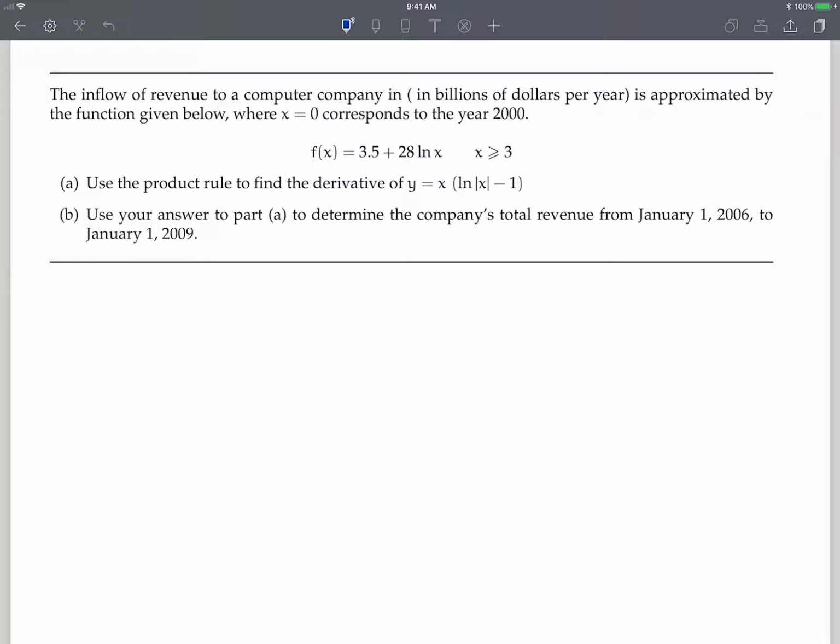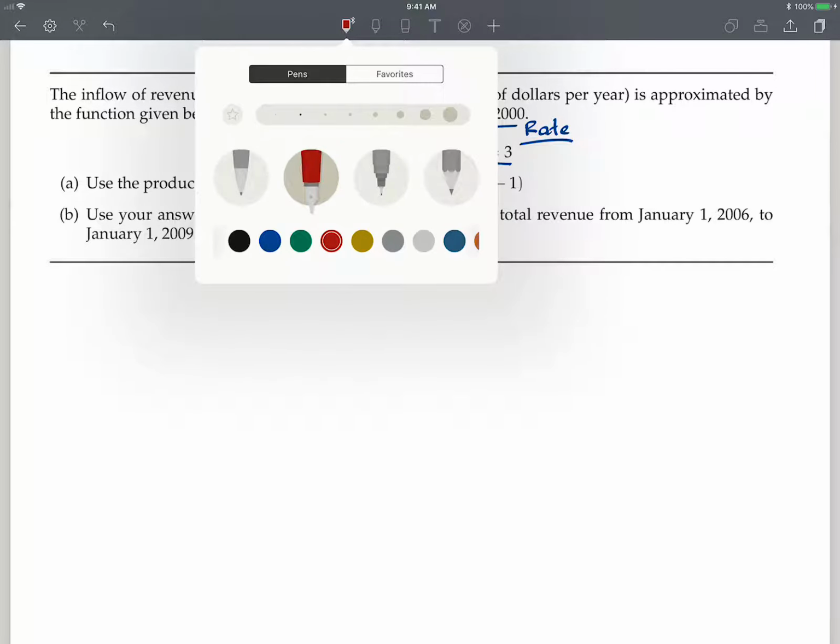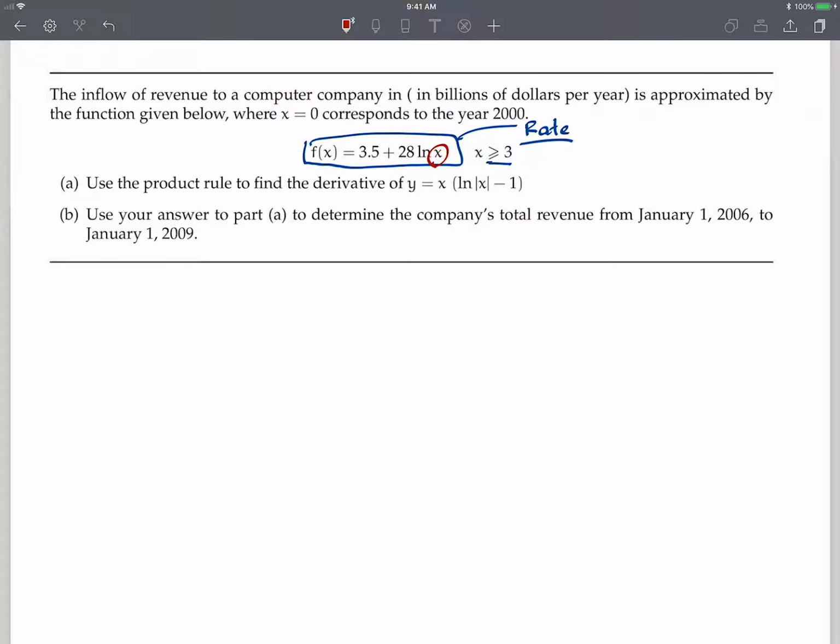It says the inflow of revenue to a computer company in billions of dollars per year is approximated by this function. So this function is really the rate at which revenue flows in, right? So this is the rate. Let me write that down here. This is important to understand what this function is. It's only valid for x greater than 3, which is important because the natural log is only defined for positive values of x, so we don't have to worry about the absolute value in here.